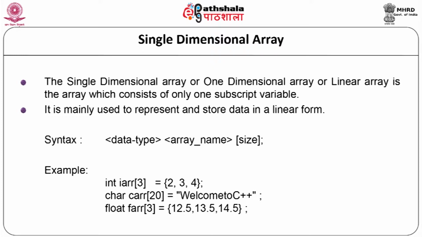So, here the array of 3 elements is declared and initialized. Second example, char cr[20] equal to the string "welcome to C++". The third, float fr[3] is equal to 12.5, 13.5 and 14.5.